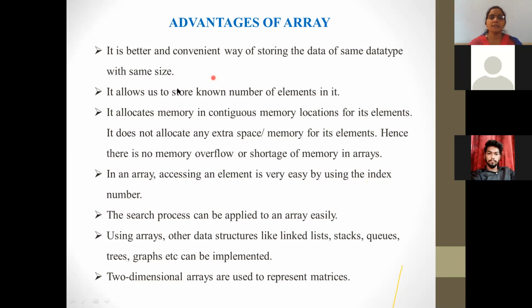The second benefit is that it allows us to store a known number of elements. Once you declare the size of the array, like num[5], you know in advance the 5 elements that you have to store. The third benefit is that it allocates memory in contiguous memory locations. I already told you that contiguous means linearly, one after another. This is called the contiguous fashion.